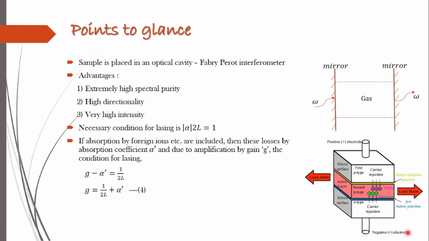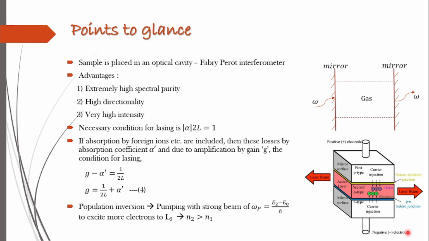So how to obtain this? That is nothing but the process of pumping. So population inversion can be achieved by pumping the gas with a strong beam of frequency omega p is equal to E2 minus E naught divided by h cross. So I hope you remember the energy level diagram which was in the previous slide, where E0 represents the ground state and E2 represents the higher excited state. And this is the condition to excite more electrons to level 2 and thus give it a larger population than level 1. That is, N2 will become greater than N1.